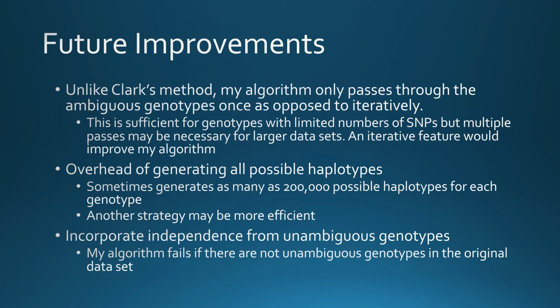And then the last thing is I would somehow figure out a way to incorporate independence from unambiguous genotypes. One thing with Clark's method, or my implementation of Clark's method, is that it is dependent on there being unambiguous genotypes in the input text file. So if you can't generate an initial list of haplotypes from the input text file, you're out of luck with my algorithm. I'm not sure how to get around that, but that would be a huge improvement to my algorithm, to not have to depend on there being unambiguous genotypes at the beginning.